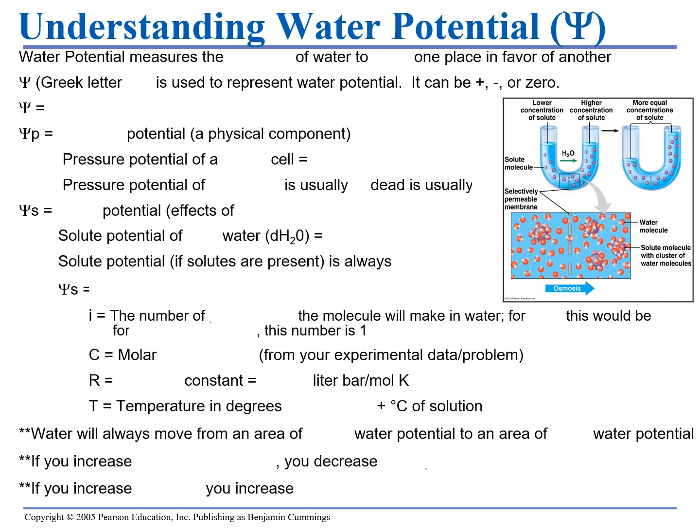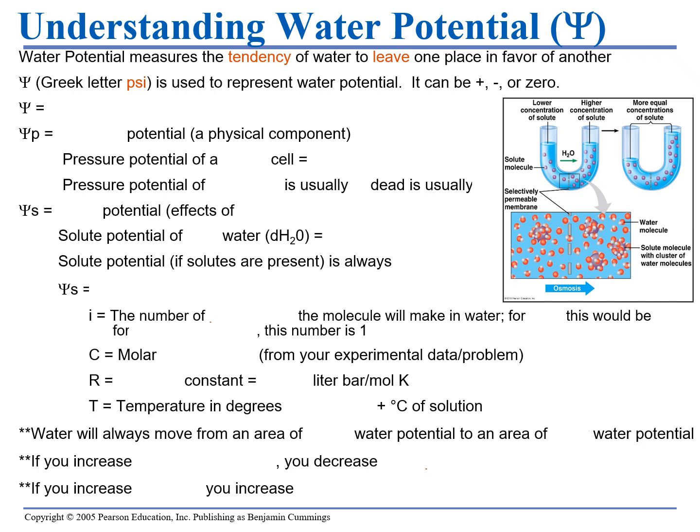Now let's look at how water potential works. We will be calculating the water potential further in the presentation, and you will also need to know how to calculate water potential for the AP exam. Water potential measures the tendency of water to leave one place in favor of another. The Greek letter psi is used to represent water potential. It can be positive, negative, or 0.